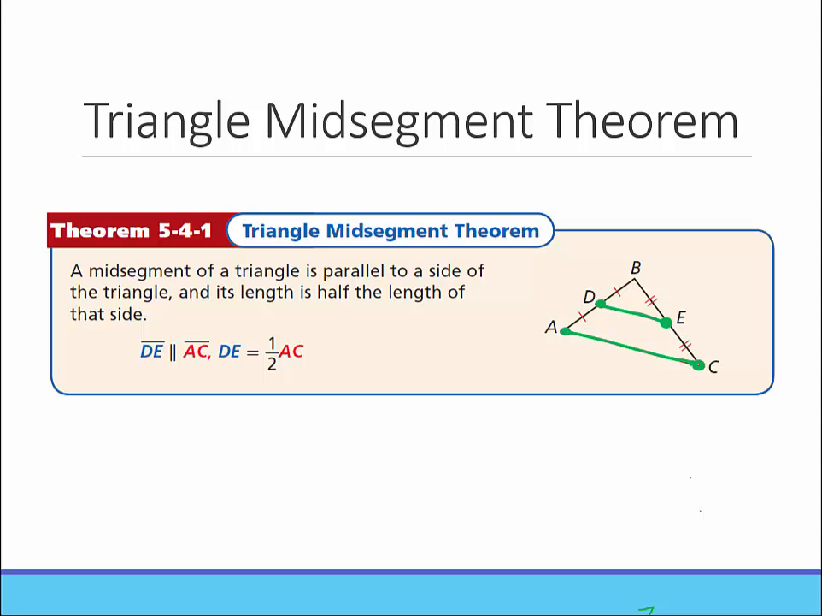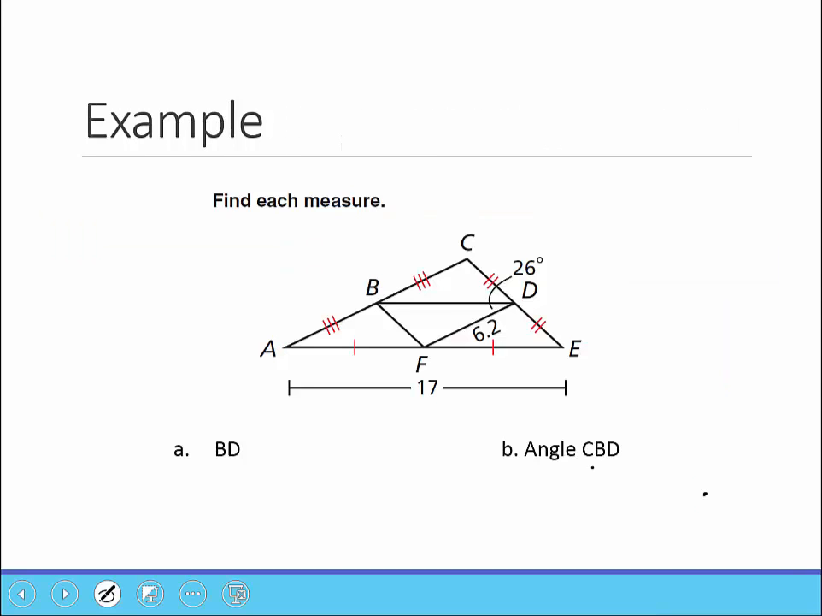So of course we're going to use that to do some algebra, like this. So find each measure. Now all of these little slashes here are telling us that B is the midpoint of AC. Here it's telling us that D is the midpoint of CE, and then here it's telling us that F is the midpoint of AE. So because we know all of that, when they're connected to make this midsegment triangle, we know several things to be true.